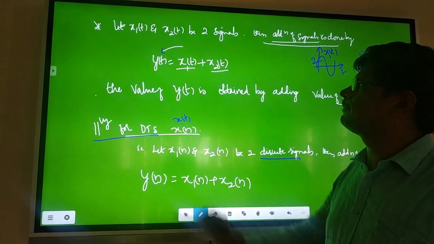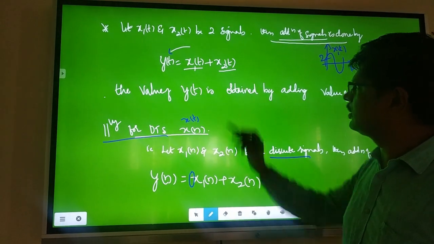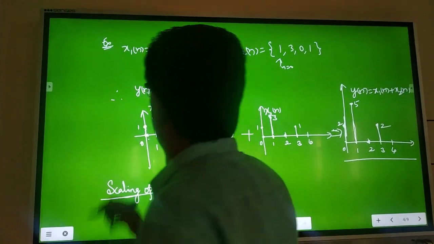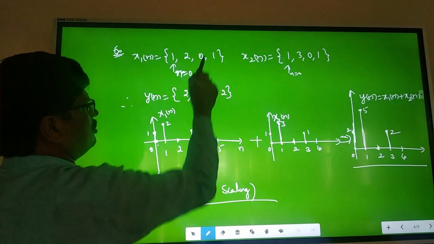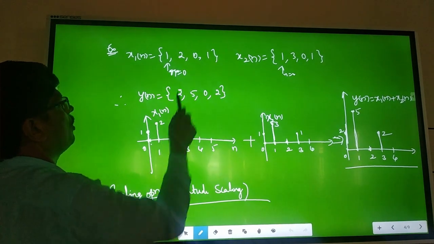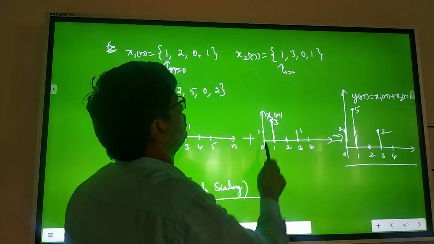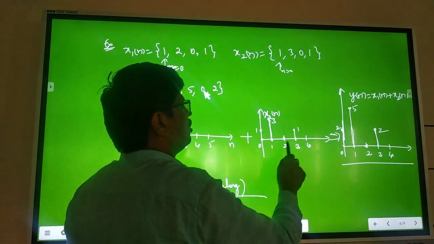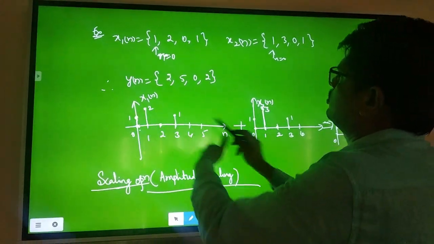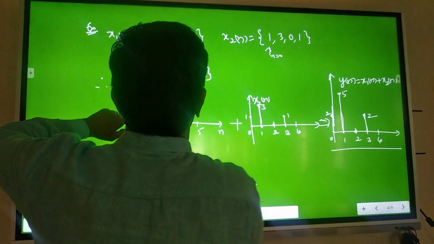Instead of t, y of n is equal to x1(n) with some amplitude, here unity amplitude 1, plus x2(n), then you will get the value of y of n. For example, x1(n) is 1, 2, 0, 1, versus n, amplitude 1, 2, 0, 1. And x2(n), the same way, a discrete time signal, has amplitude 1, 3, 0, 1. Then when you add these two, x1(n) plus x2(n), you will get additions like this.